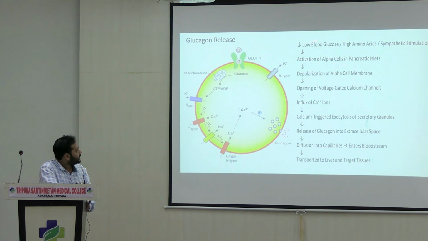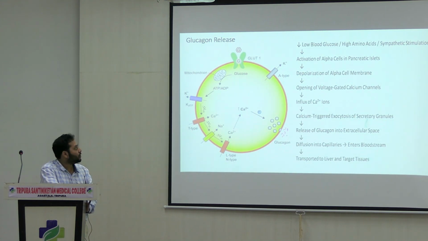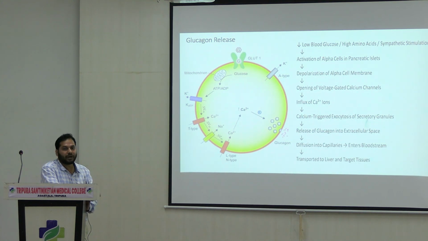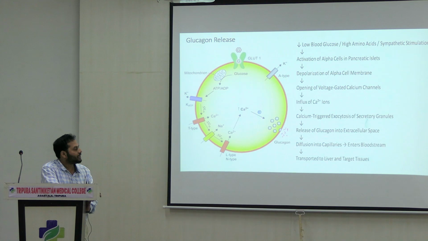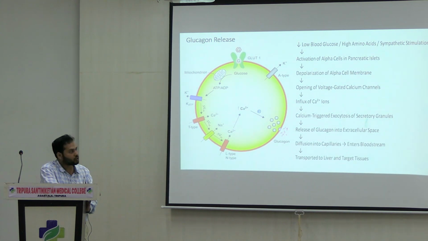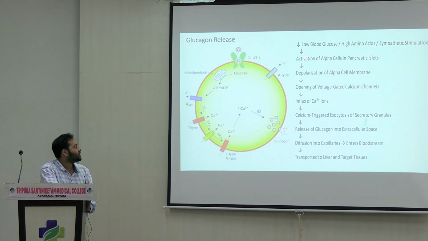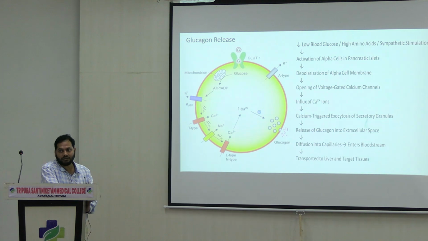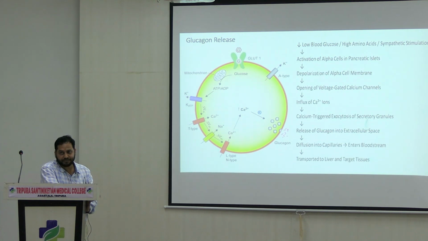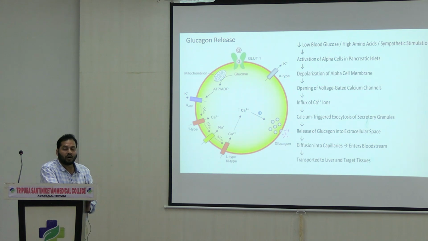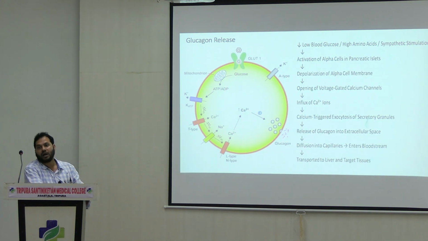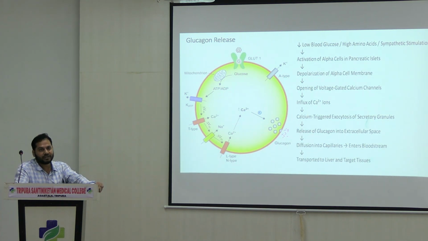You can see the first steps. The conditions are low blood glucose, certain types of amino acids that promote glucagon secretion, and sympathetic activation or stimulation. These conditions activate the alpha cells of the islets of Langerhans, right? So activation of the alpha cells alters some ionic balance of the alpha cells.